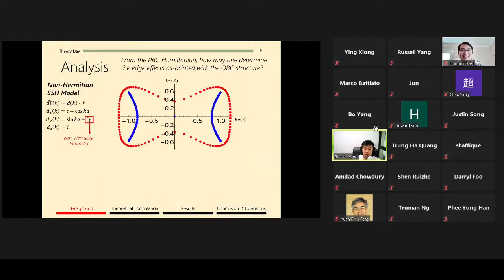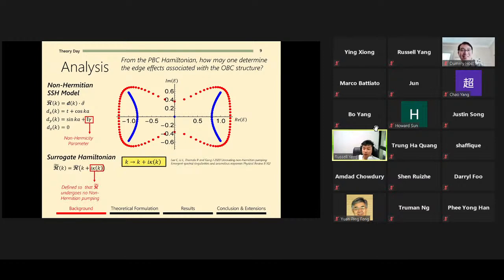We ask a natural question, which is, given a PBC Hamiltonian, how may one determine the edge effects associated with the OBC structure? And could we smoothly deform some parameter that deforms the PBC without the skin effect of the OBC? And the answer is yes. How we do so is using what is known as a surrogate Hamiltonian, introducing a deformation parameter known as kappa.